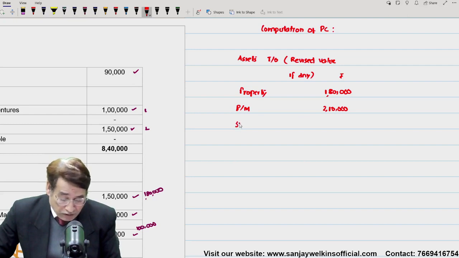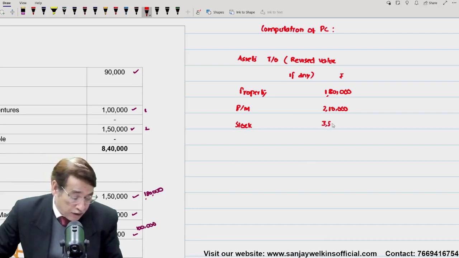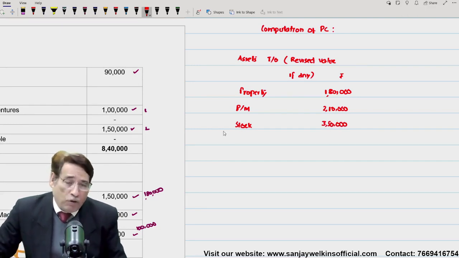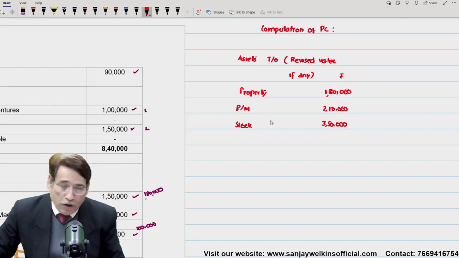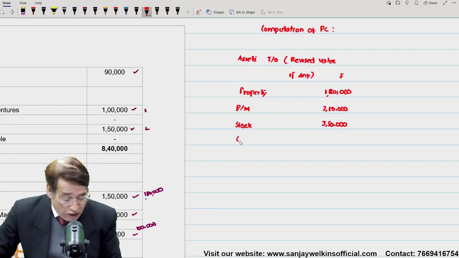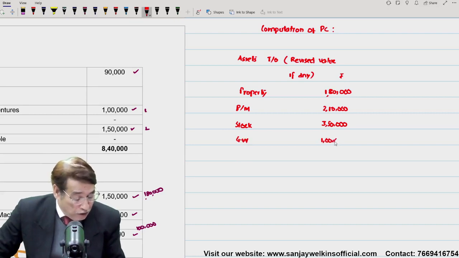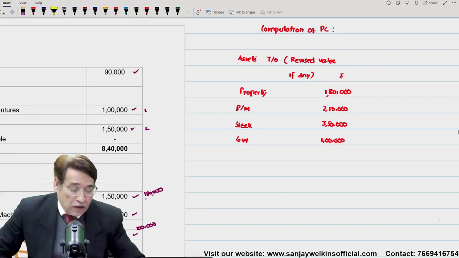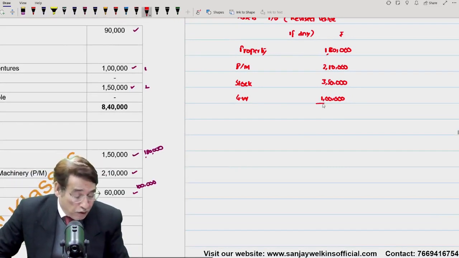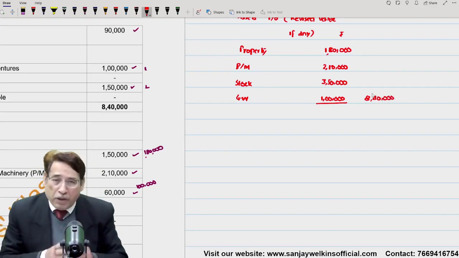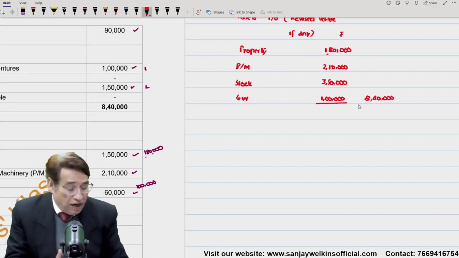Besides, in this question, there is stock also. Stock is equal to 350,000. No further information is given with respect to stock, so I will write the book value. Besides that, there is cash also, but cash is not taken over, so I will not consider cash. However, there is goodwill, and below it is given that goodwill has been taken over at 1 lakh. So all the assets which have been taken over, you take them into account and total them: 8,40,000. So we may say that the purchasing company has taken over all the assets at 8,40,000.